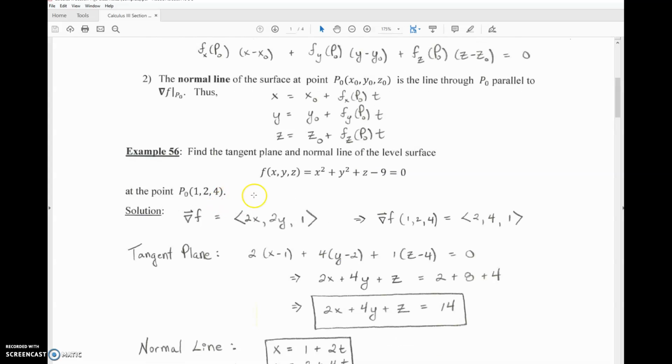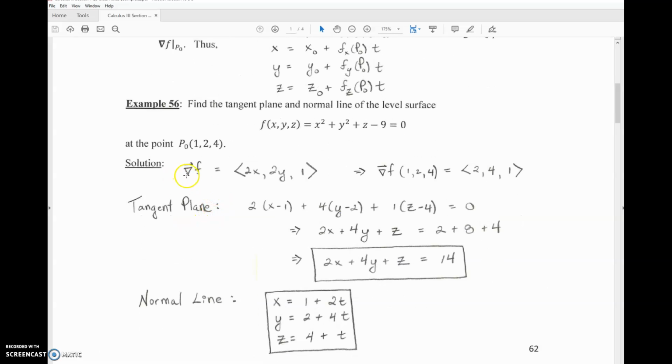All right, so find the tangent plane and normal line of the level surface f of x, y, z equals 0, where this guy is f of x, y, z, okay, at the point P naught, which is 1, 2, 4. So the solution is easy. We just take our gradient vector of f, and we find that that's 2x, 2y, 1. Evaluate that at the point 1, 2, 4. It's the vector 2, 4, 1.